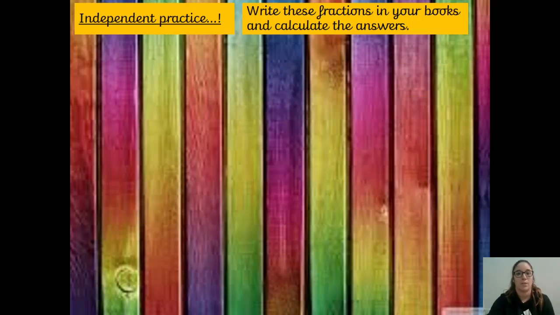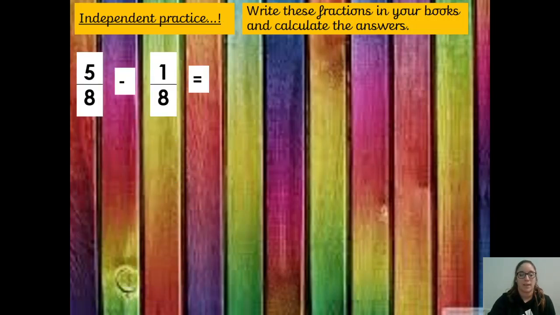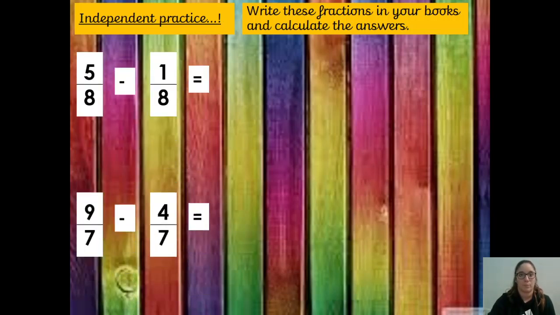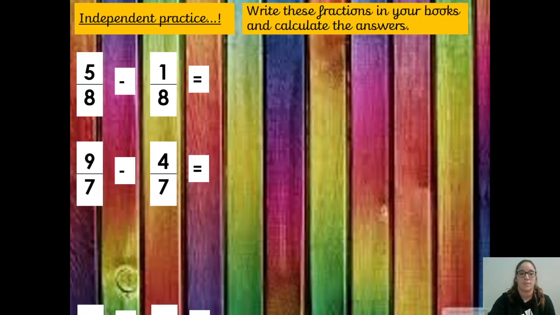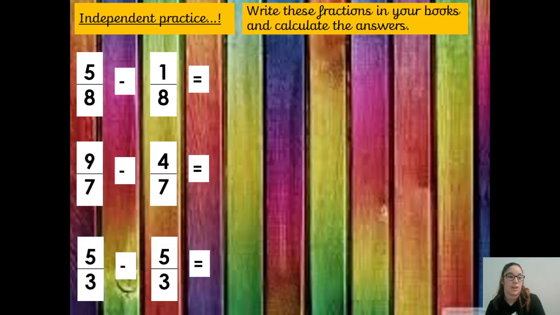Okay, have a go at writing these fractions in your book and calculate the answers. Okay, so you've got 5/8 take away 1/8, 9/7 take away 4/7, 5/3 take away 5/3. Now, you're probably thinking this is so easy, I don't need to write it down.